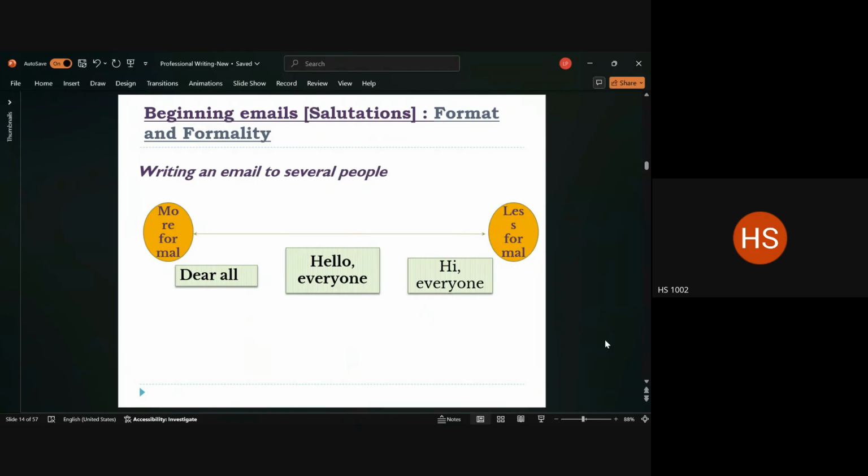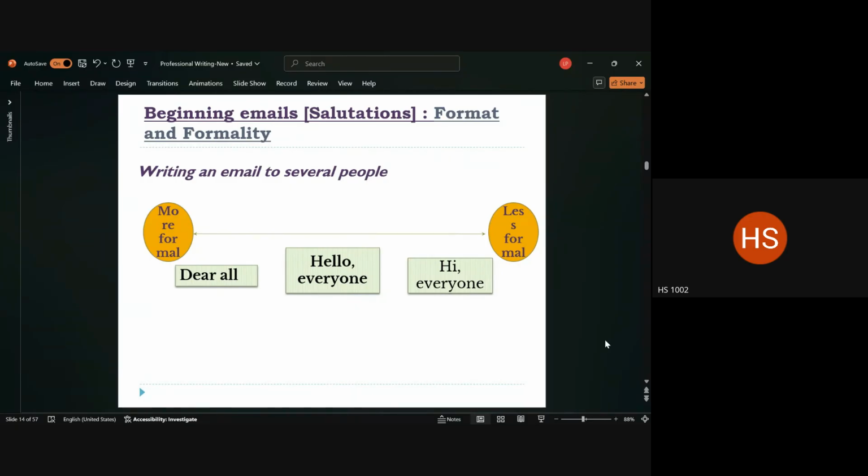You have three divisions here again, from more formal to less formal. Dear all is the most formal version, and the least would be hi. Hi and hello are not very different from each other. We can probably put them in the same category. But dear all is the more formal among the three that you have here.